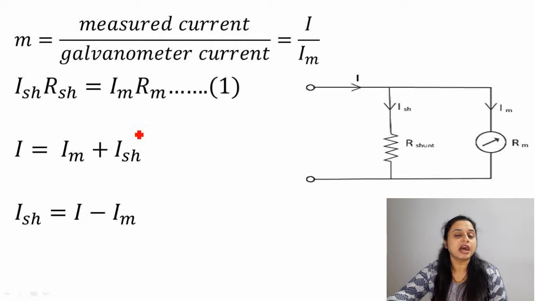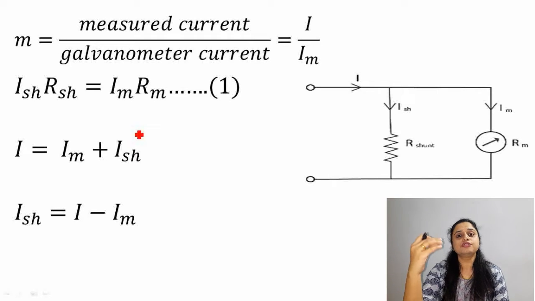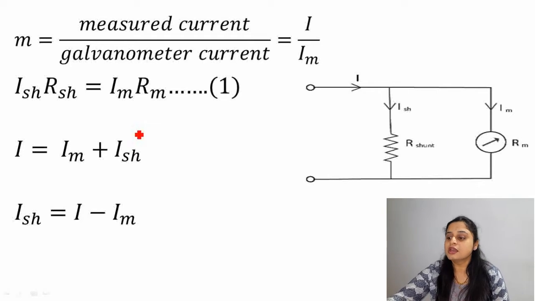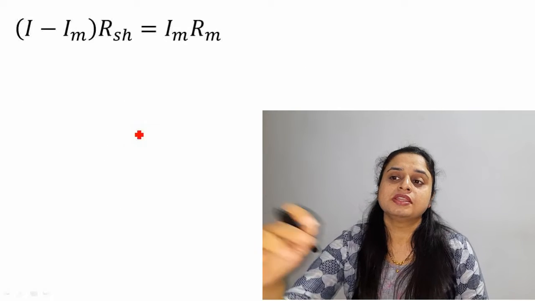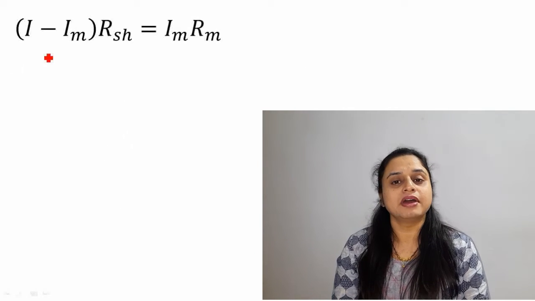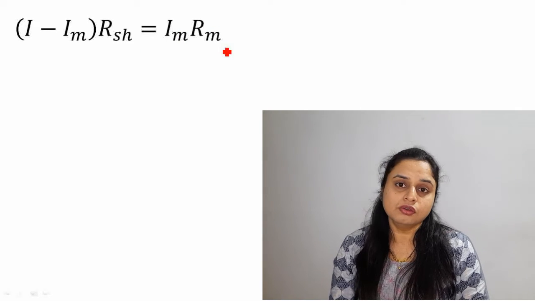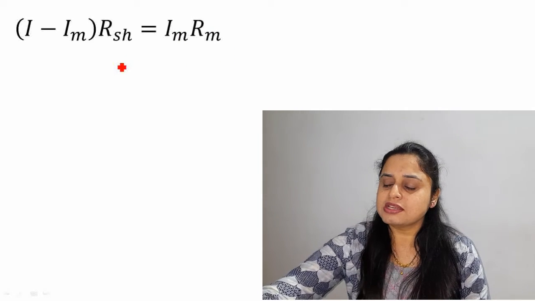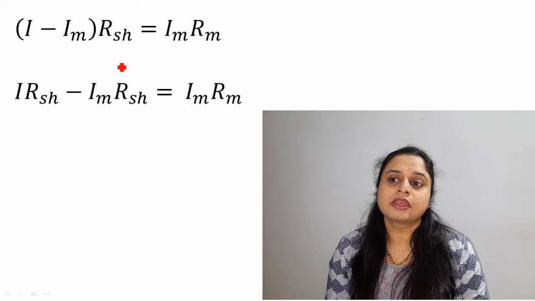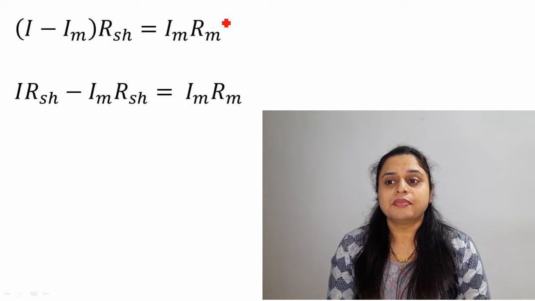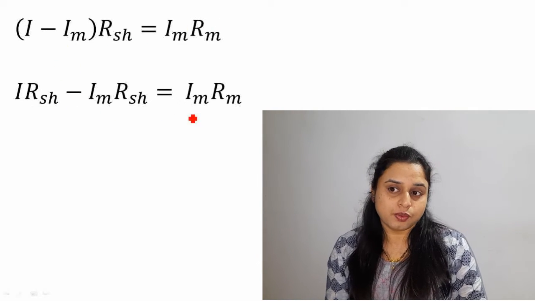So ISH becomes I minus Im. Now substitute this value of ISH in equation number 1. So what will we get? This equation: I minus Im into RSH is equal to Im into Rm. Now open the brackets and simplify it. By opening the brackets, you will get this equation.